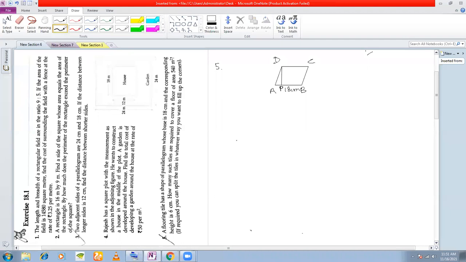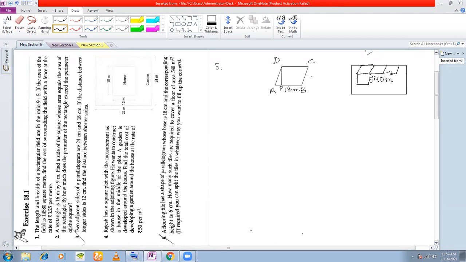How many such tiles? How many of these tiles in the shape of parallelogram are required to cover a floor area of 540 meters square? Now this is a floor area, not exactly rectangular, maybe some other shape. But the point here is whatever shape it is, its area is 540 meters square. How many of them will be required? So you will be covering this with this kind of tiles here, right?